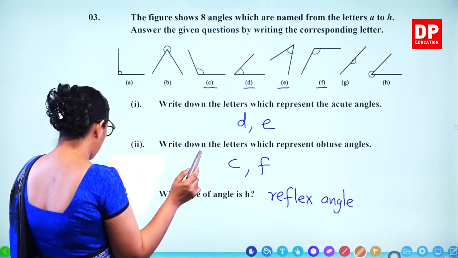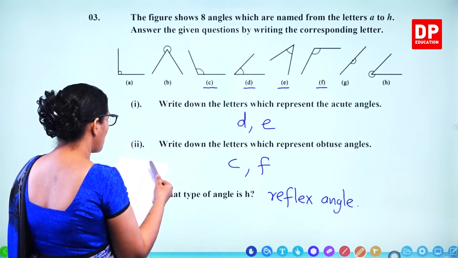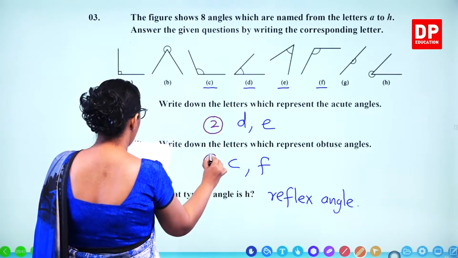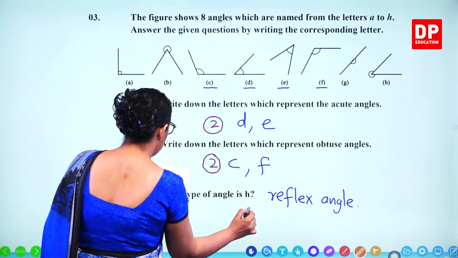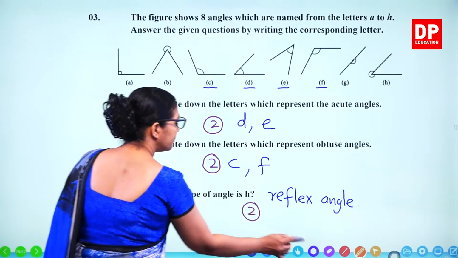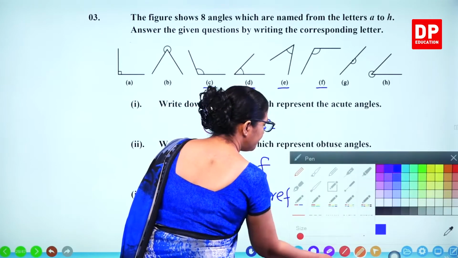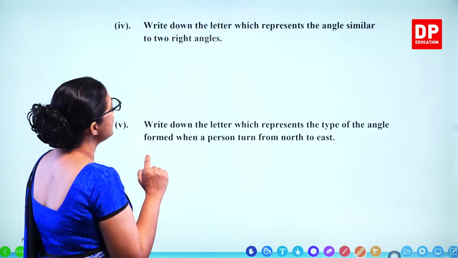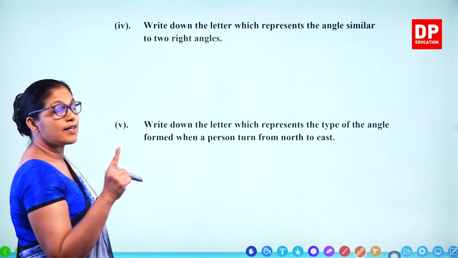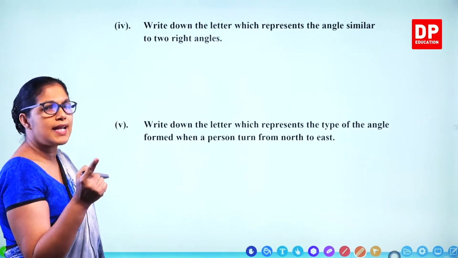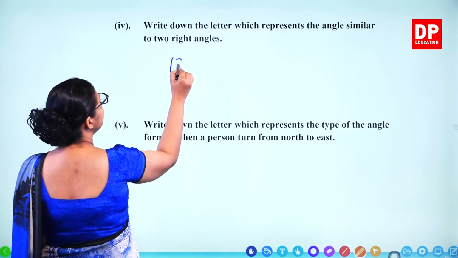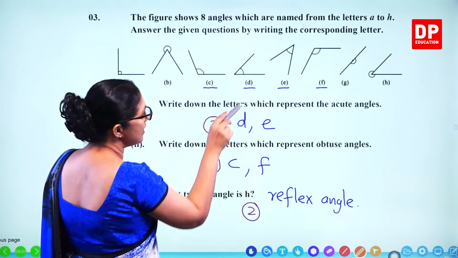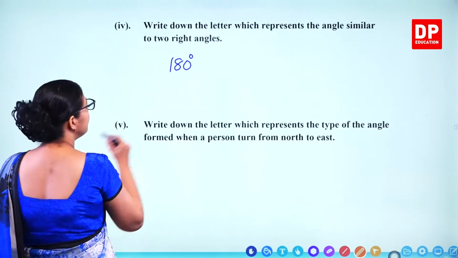So we'll see how many marks for this one. 2 marks for DE, 2 marks for CF, and reflex angle 2 marks. Next one. Write down the letter which represent the angle similar to 2 right angles. 2 right angles means 2 times 90, 180. Where you see 180? That's a straight angle. That's G.